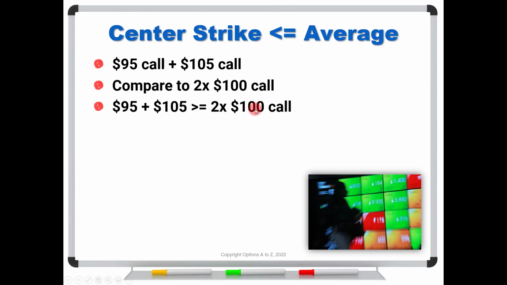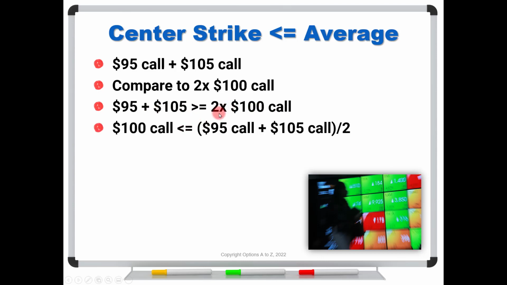And so if you just look at this algebraically, I could divide both sides by 2, and that's the same thing as saying that the $100 call must be less than or equal to the 95 plus the 105 divided by 2. And that's what makes this the average. So we know that if you have 3 calls in a row, 3 different strikes, doesn't matter what they are, and if they're equally spaced, that center strike has to be less than or equal to the average of the other 2. And by average, I'm again talking about their market prices.